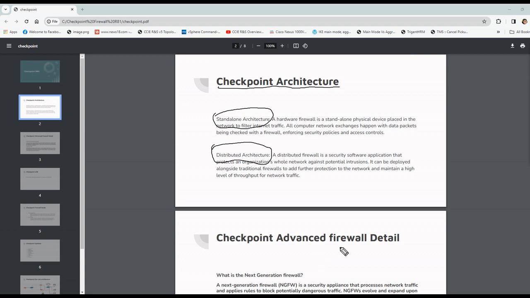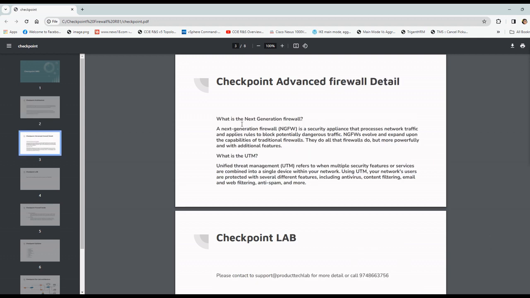Checkpoint advanced firewall. This is the most important thing. It covers advanced firewall details: what is the next generation firewall, what is happening, what is UTM. That is already mentioned in there. Let's go through it.